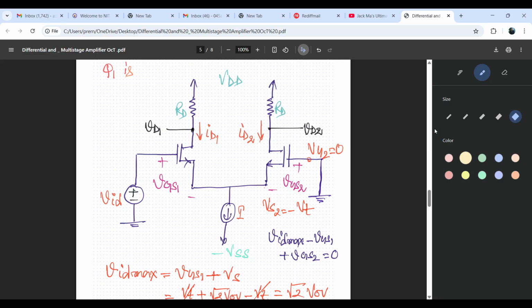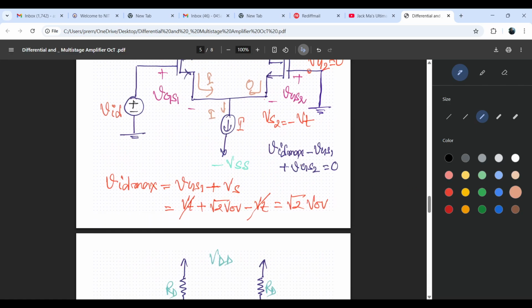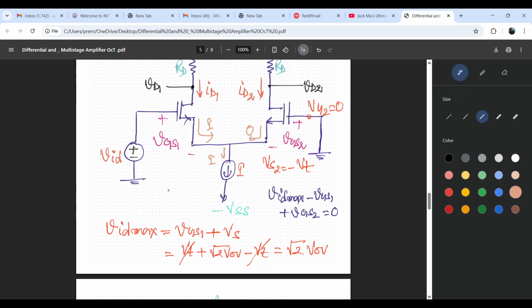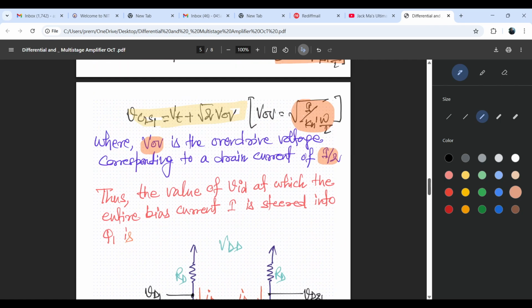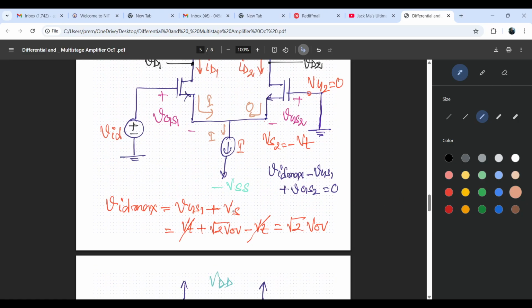the Q1. So what we can do: all the current is going through Q1 due to this differential voltage, and the current in Q2 is zero. We have already discussed the maximum value of this voltage, VID max equals VGS1 plus Vs. VGS1 will be just Vt plus root 2 VOV that we found just above, plus Vs. This Vs we have already found; we have to make this minus Vt. So the maximum value will be root 2 VOV.